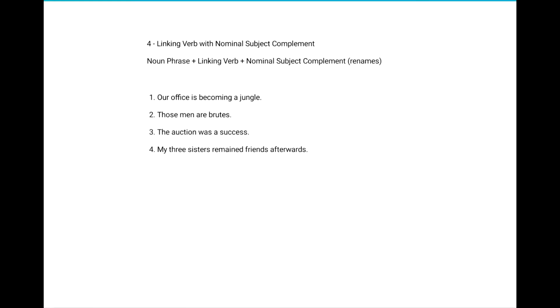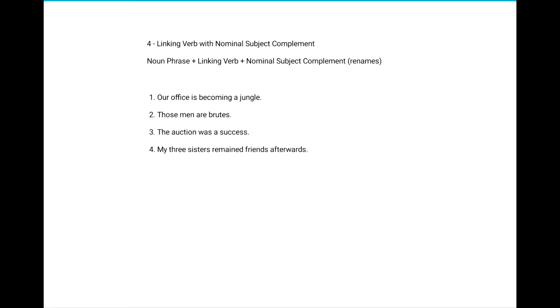A type 4 sentence is a linking verb with a nominal subject complement. Now, this is almost identical to a type 3 in that you've got a noun phrase and a linking verb, but instead of a word at the end that describes the subject, an adjective in an adjective relationship with the subject, this one is going to be in a renaming relationship with the subject. It's going to be nominal. So, for example, we have these 4 sentences and then one sneaky bonus sentence. Our office is becoming a jungle. Those men are brutes. The auction was a success, and my 3 sisters remained friends afterwards.